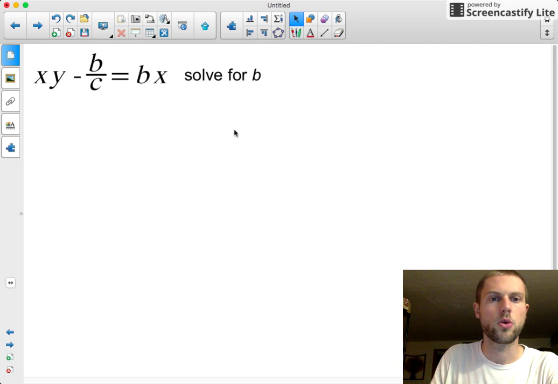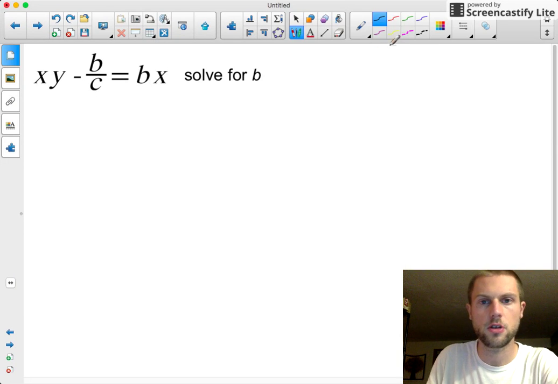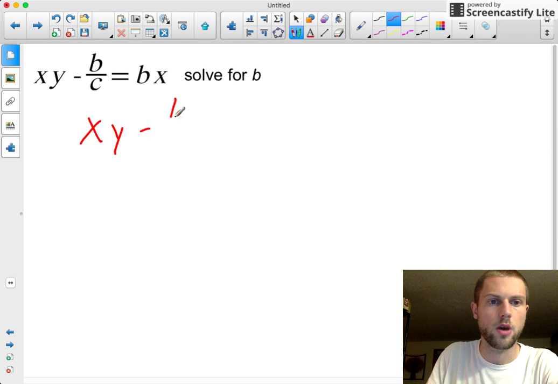All right, here's a literal equation where we have xy minus b over c equals bx, and we want to solve for b. So first, I'm just going to rewrite this to give myself some more space down below. Xy minus b over c equals bx.